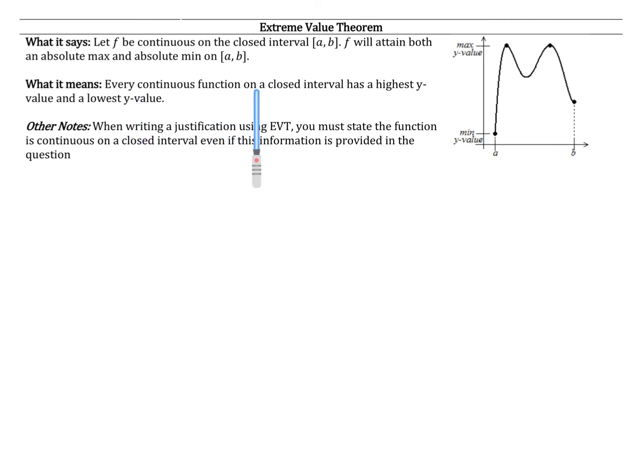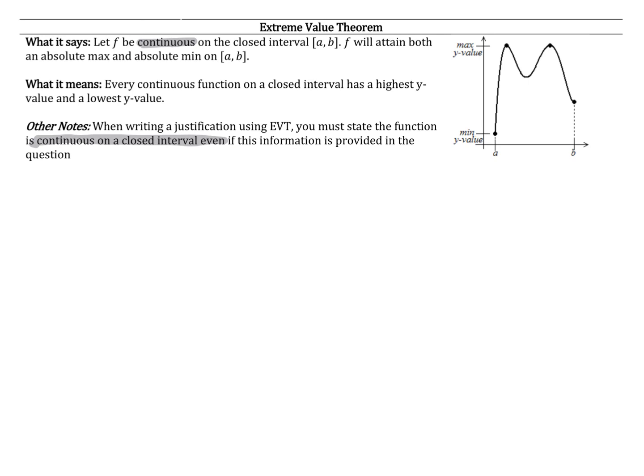So every continuous function will have a highest y value and a lowest y value. That's what the extreme value theorem says. The only condition that needs to be stated is that it is continuous on the closed interval. So when you're writing a justification using the extreme value theorem, you need to state that the function is continuous on the closed interval. And that's usually provided in the question, but it doesn't matter. You still need to restate it.